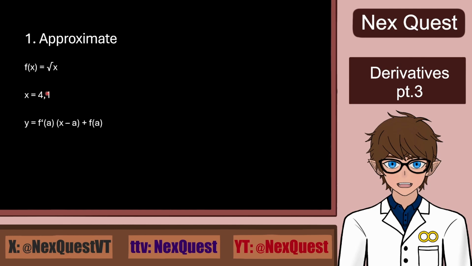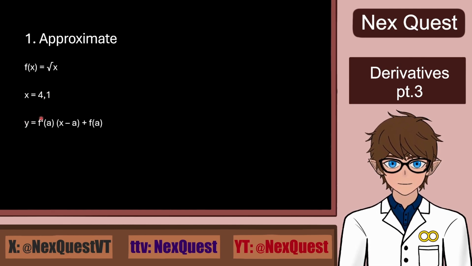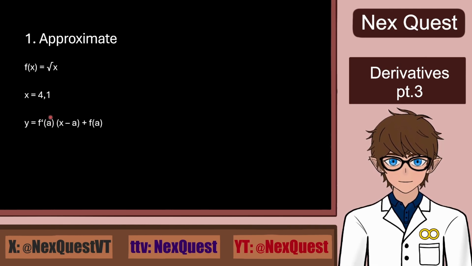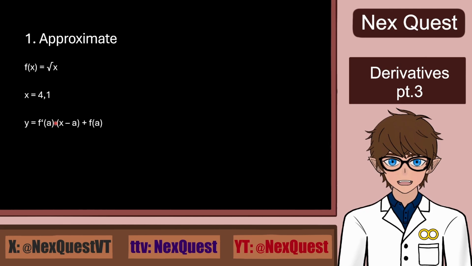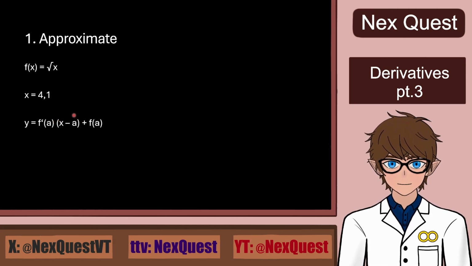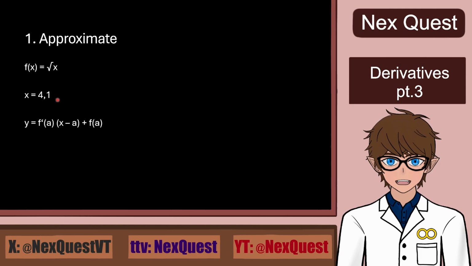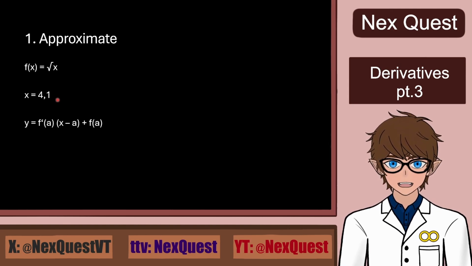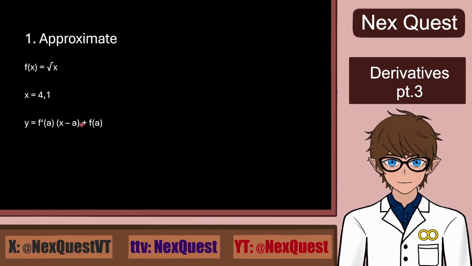So let's write out the formula. The y value we're searching for is obtained with this. Our x is the value we're approximating for, and our a is a number that's close to it and that we know how to solve for. So we need a derivative of our function, the value of the function, and the derivative when a is inserted, and that's about it. Then we basically plug them all into the formula and we're done.